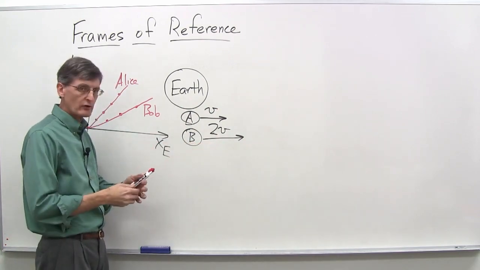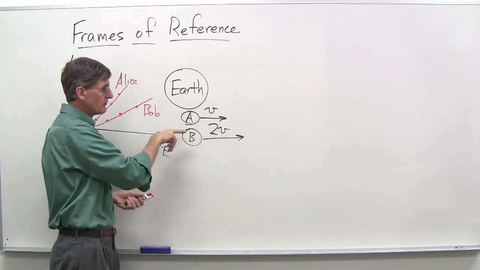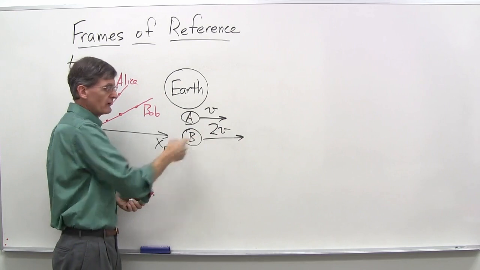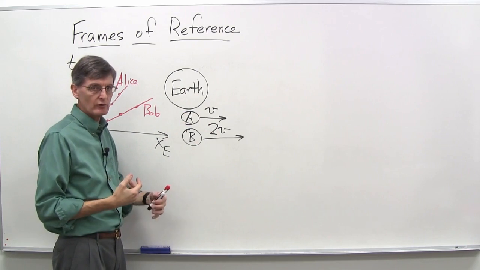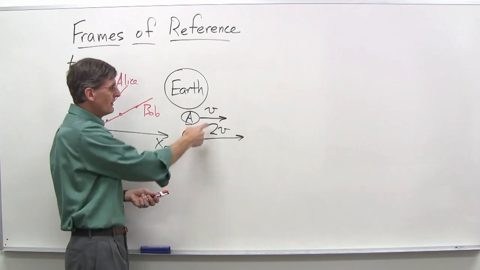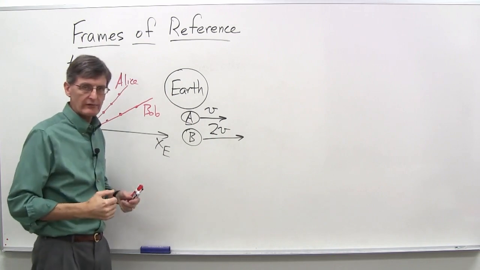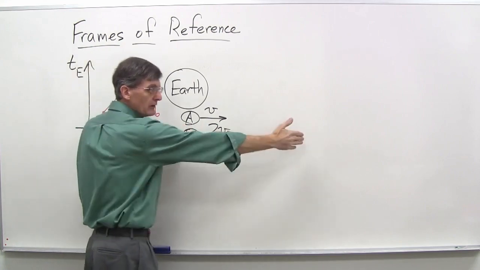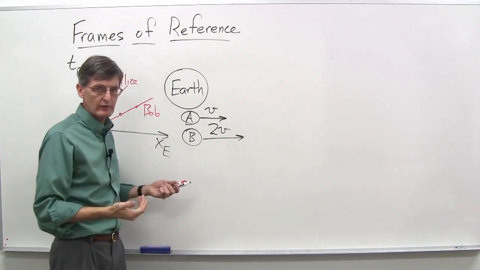So from the perspective of her cockpit, she sees Earth receding at velocity v. She sees Bob going away from her at velocity v as well, because the difference between their velocity, Alice and Bob's velocity, is just v. 2v minus v leaves us just v. So if Bob was going 20 meters per second, then Alice is going 10 meters per second. That means Bob is going away from Alice at a net velocity of 10 meters per second. Or if Bob was going 30 meters per second, Alice would be going 15 meters per second. So the net velocity difference between them is 15 meters per second.